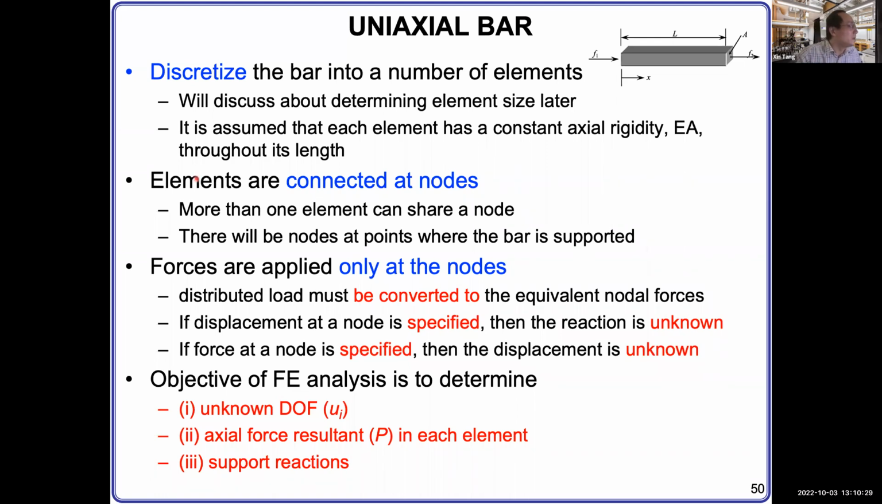Okay. So different elements are connected at the nodes. This is the same as the spring system. They are all connected at the nodes, and more than one element can share a node. We already know that in the spring cases: one node can have different springs or different bars connected to it. And there will be nodes at the points where a bar is supported, that means at the boundary condition on the wall. And the force is applied only at the nodes.